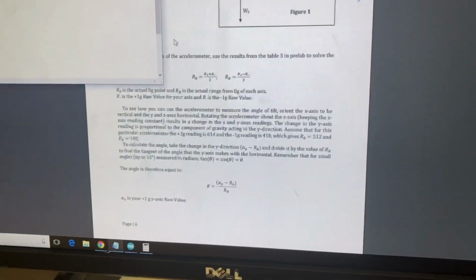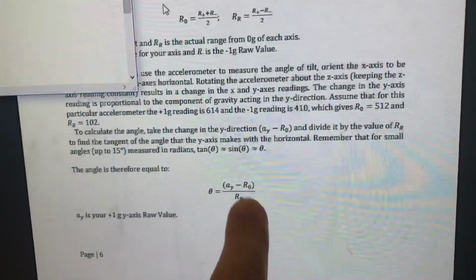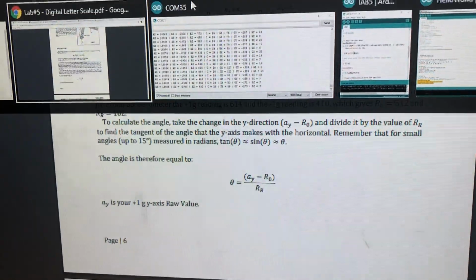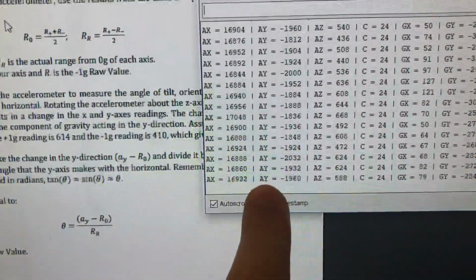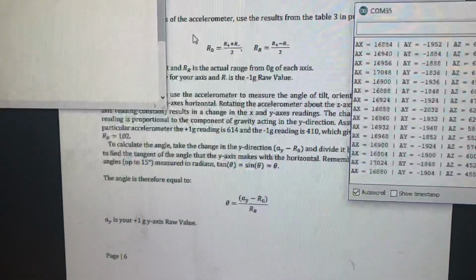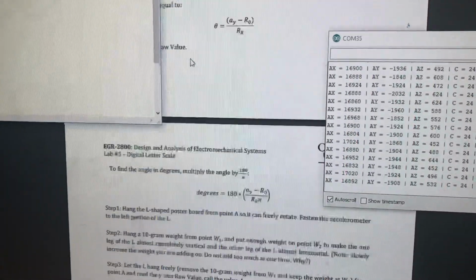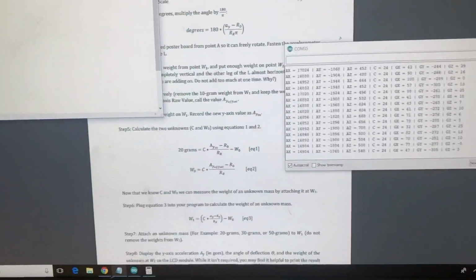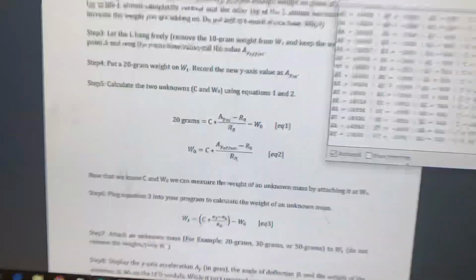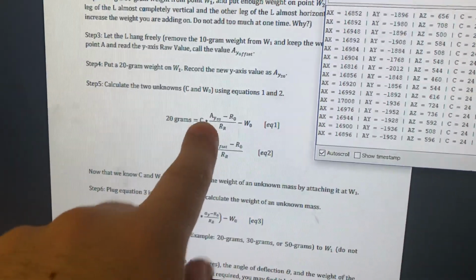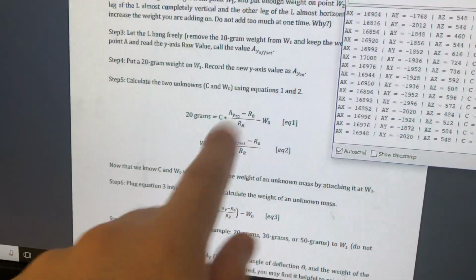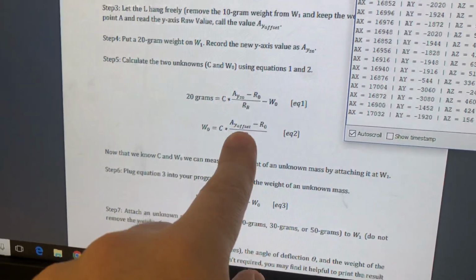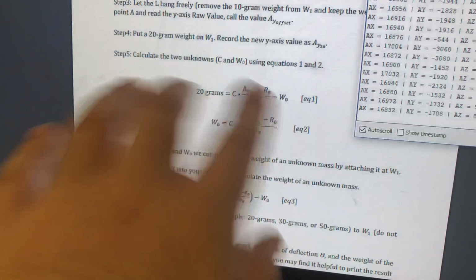Then you will calculate the angle. R naught and R sub R, you have it. A sub y, which is the accelerometer raw data, which is AY, okay? Now you will go there and you will do this. We have to find C and W. We have two equations, two variables, so we can get it. What we have to do, we have to find Y offset and Y20, and then we're done.